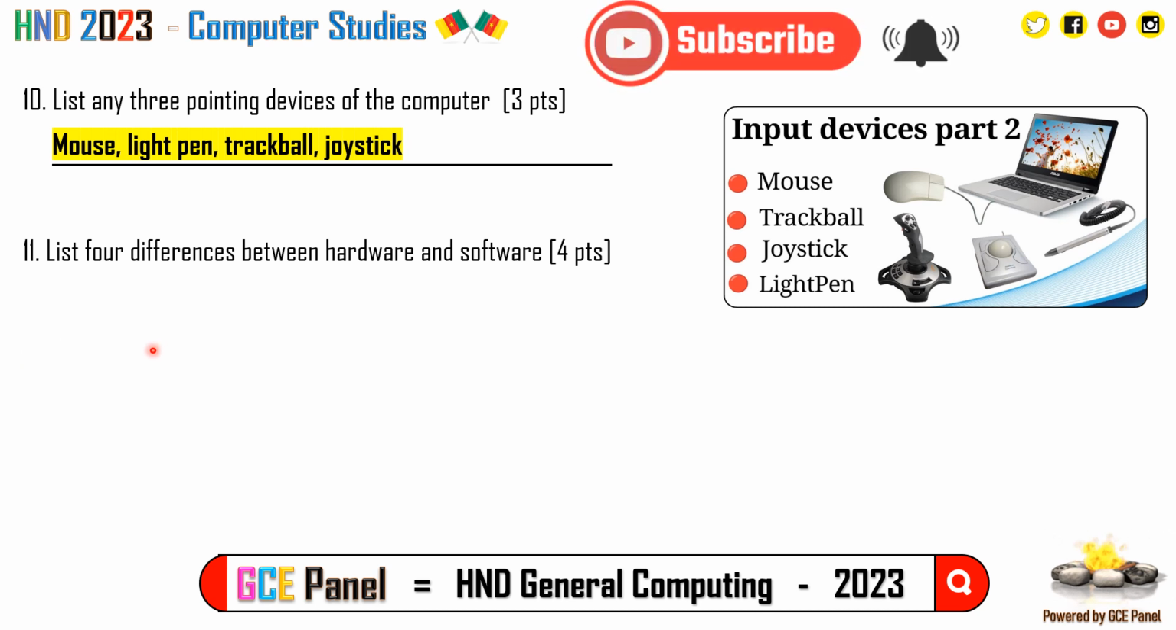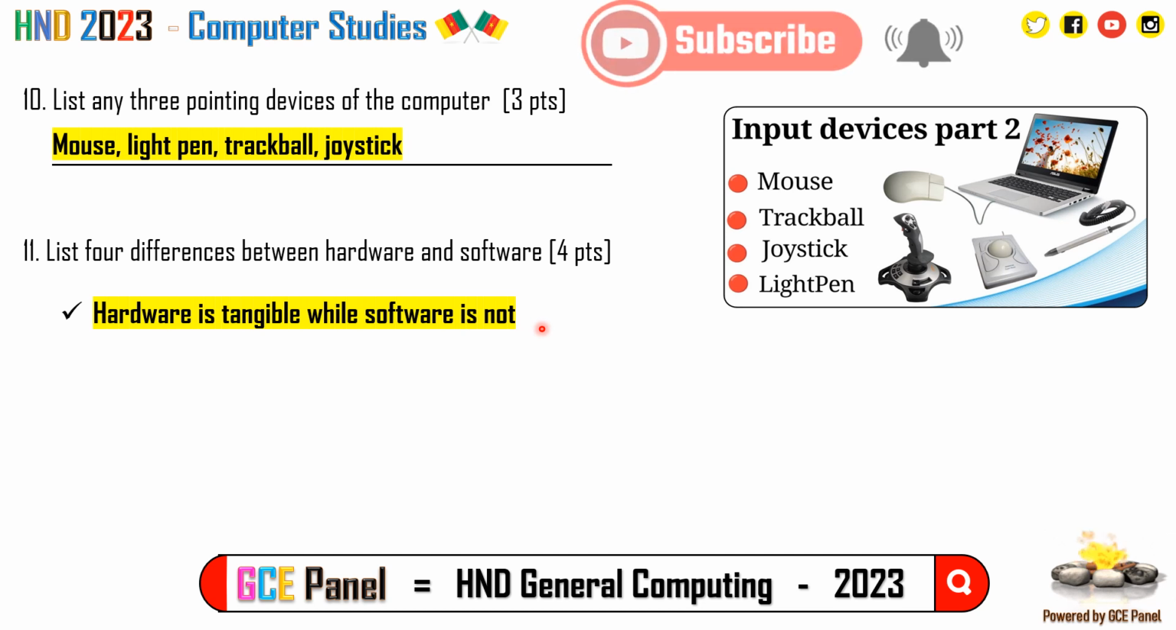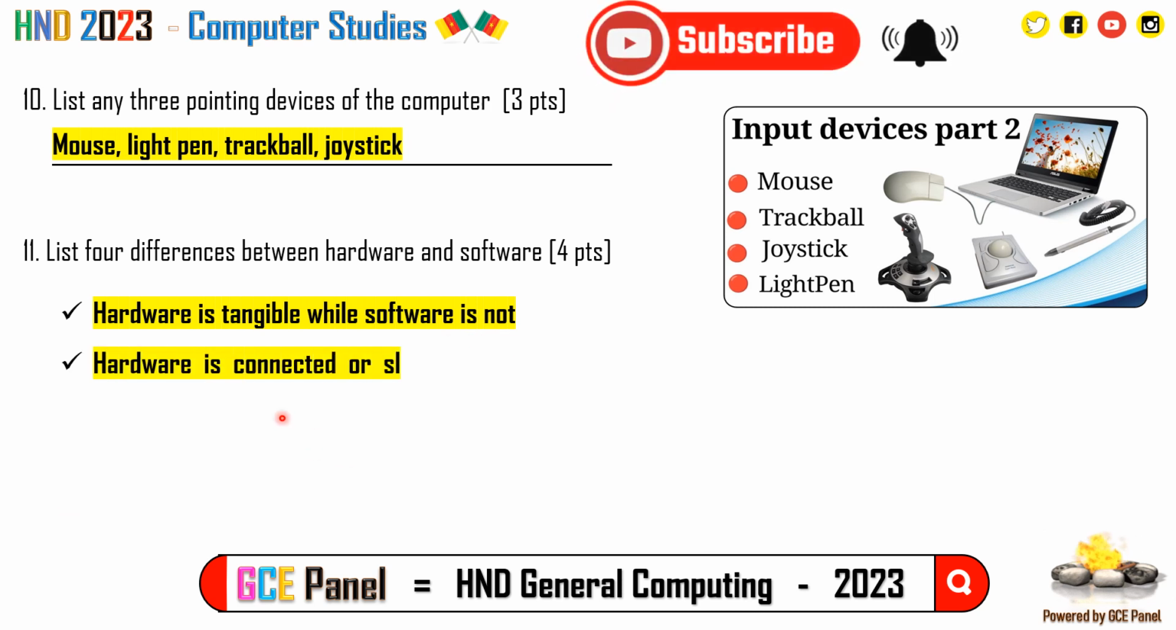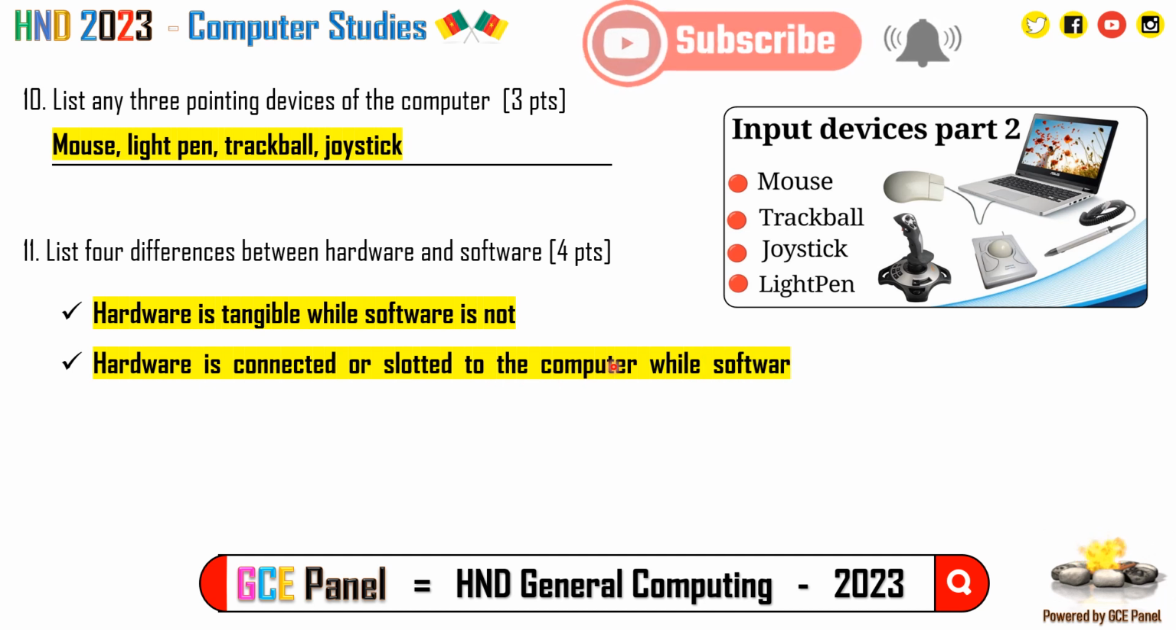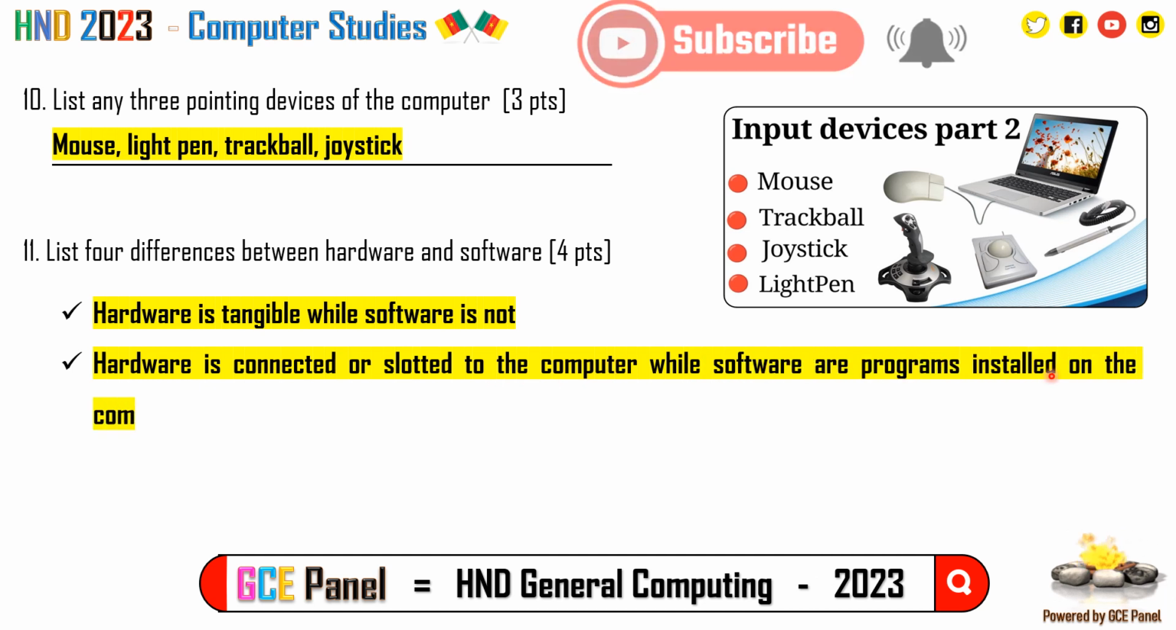Question 11. List 4 differences between hardware and software. Hardware is tangible, while software is not tangible. Hardware is connected or slotted to the computer, while software are programs installed on the computer.